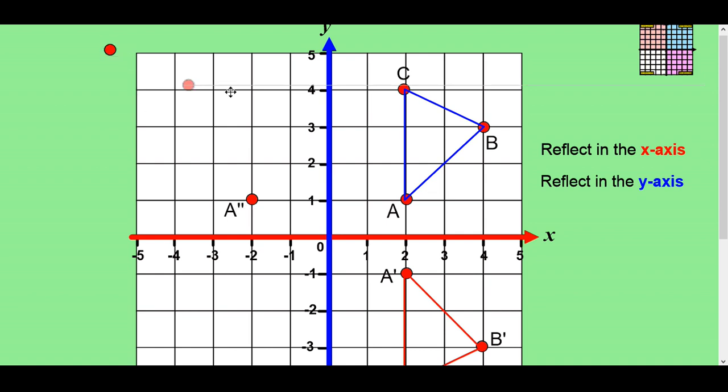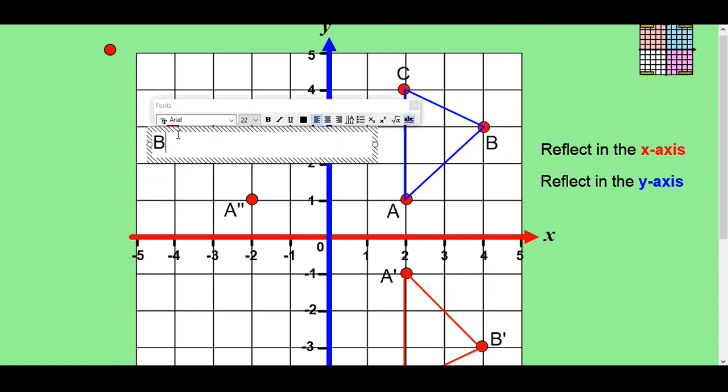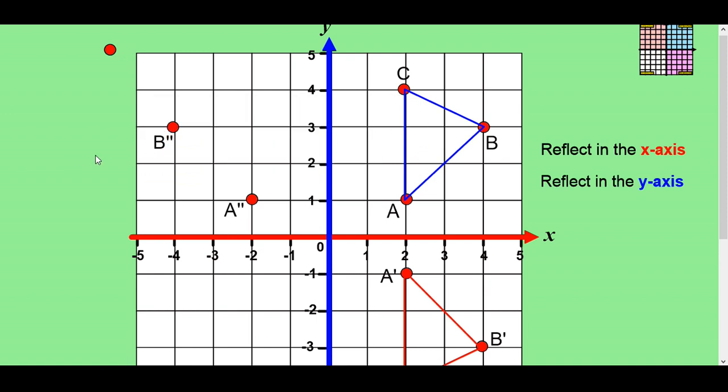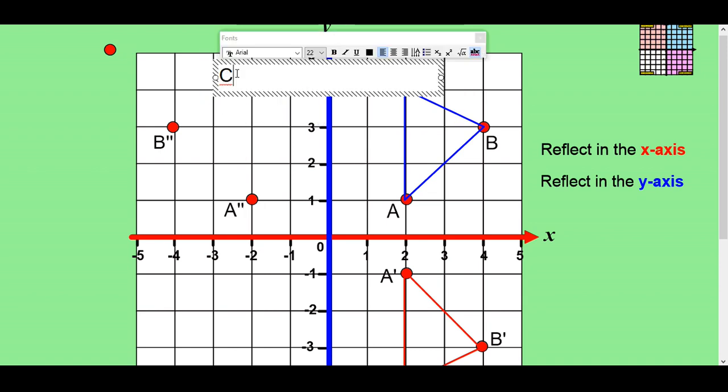Right, let's look at B. So B is away over here. So it's 1, 2, 3, 4 boxes away from the mirror line. 1, 2, 3, 4 boxes away from the mirror line. And we'll call that B double dashed as well. Okay, last one, which is C. 1, 2 boxes from the mirror line. And we'll call that C double dashed.